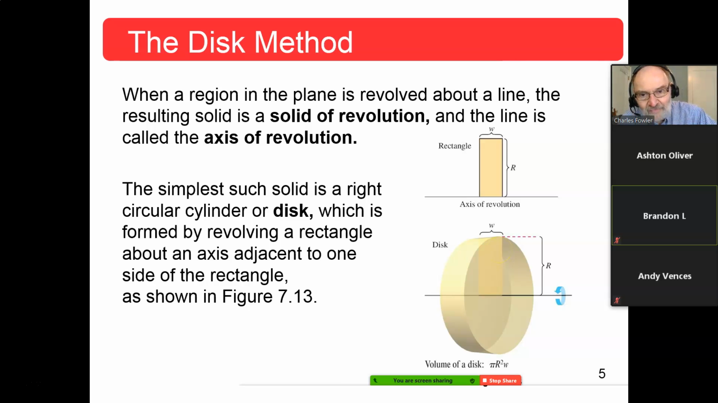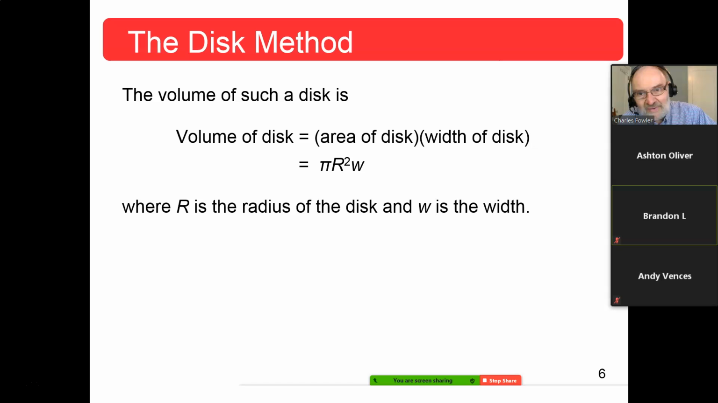And then you're going to be revolving. So here's what they're going to say. The volume of such a disk is the area of the disk, pi capital R squared, times the width of the disk or thickness of the disk, W, where R is the radius of the disk and W is the width of the disk. That's a simple disk.